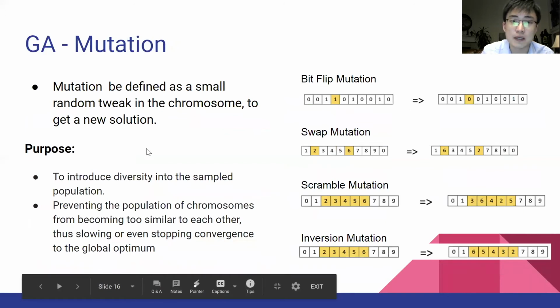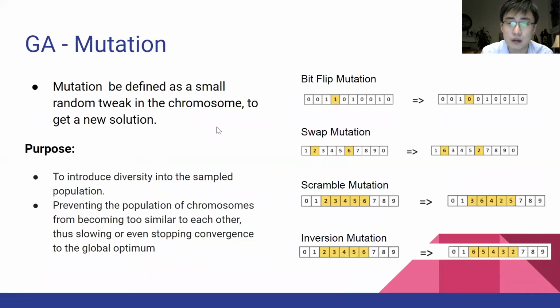Mutation can be defined as a small random tweak or update in the chromosome to get a new solution. For example, bit flip mutation: randomly pick a gene and flip it to 0. You get a new offspring.